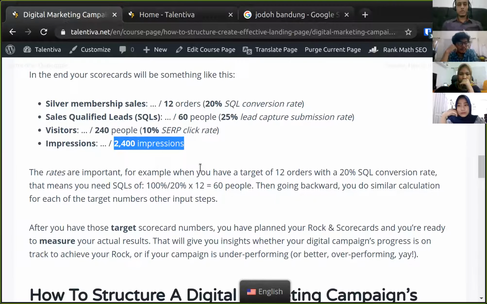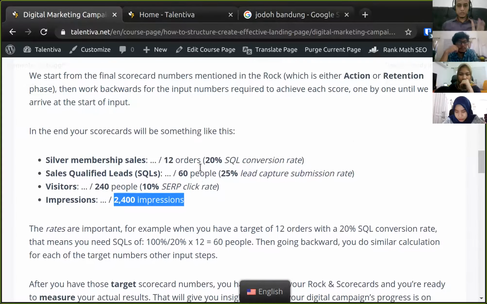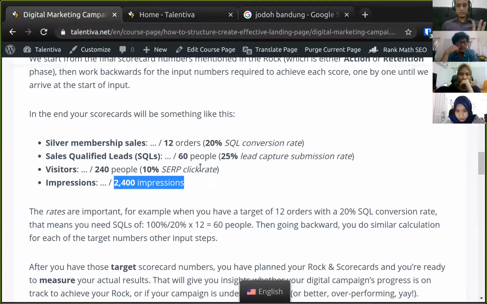So which one is wrong? Okay, so it's no use to try to think about the sales if your impression is maybe only 5 impressions. So you need to work on the impressions first, until it's high enough. After you have thousands of impressions and you don't have visitors, or your visitors are still low, then you need to tweak. Why is it I have lots of impressions but I don't have many visitors? So this is what a scorecard is used for.